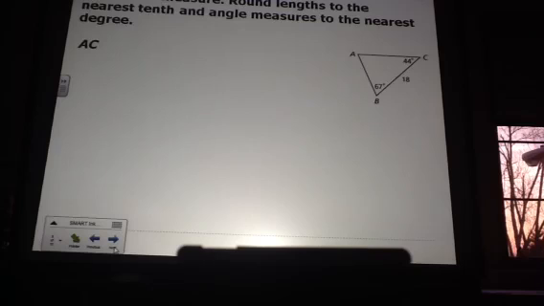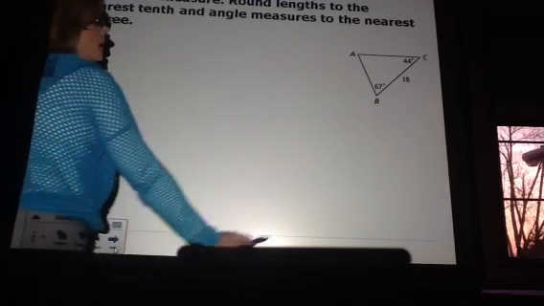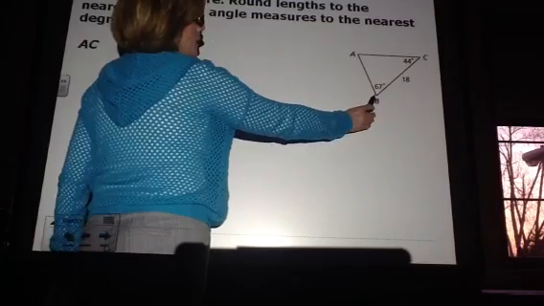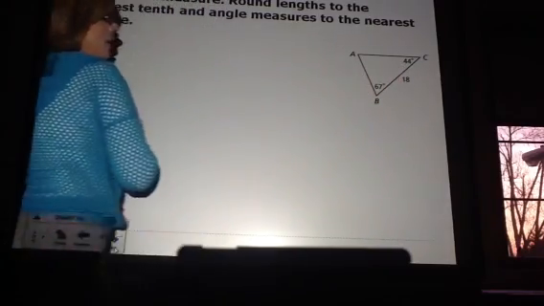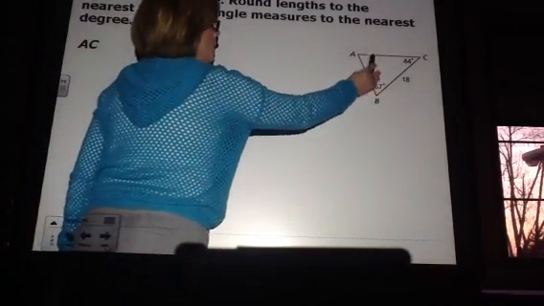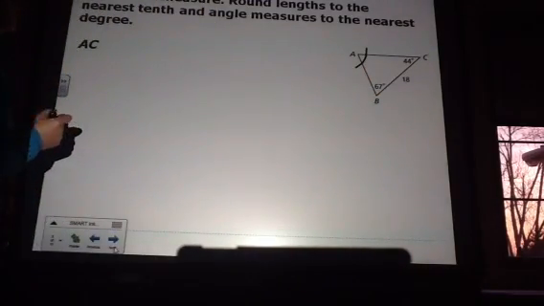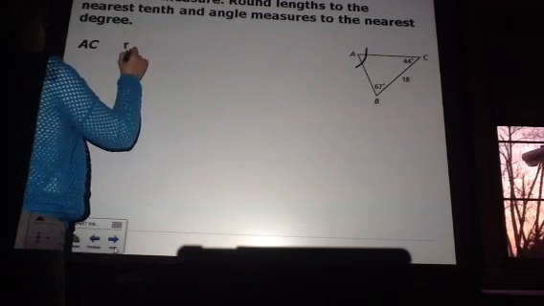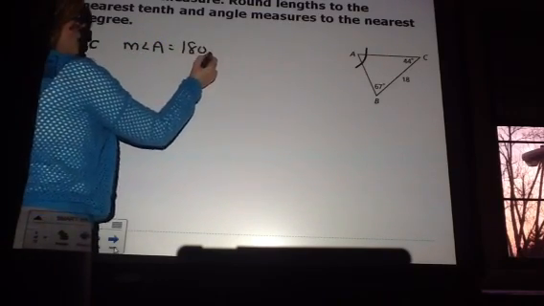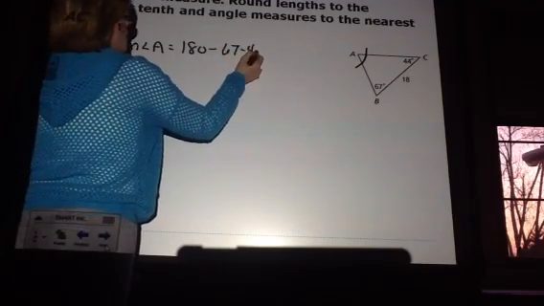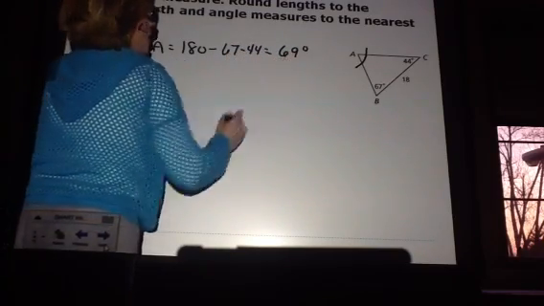Okay, find the measures, rounding lengths to the nearest tenth and angle measures to the nearest degree. So we need to find AC, and the angle opposite AC is 67 degrees. But notice here, the segment opposite 44 degrees is not given. But we've got the segment opposite angle A. So can we find the measure of angle A? Well, we should be able to. Using the triangle angle sum theorem, take 180 minus 67 minus 44, and you should get 69 degrees.